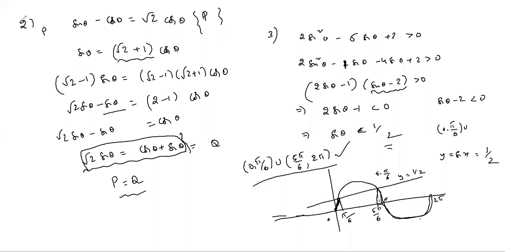Next, ninth one. 7 cos x plus 5 sin x equals 2k plus 1. Find the number of integral values of k for which the equation has a solution. So for the solution to exist, 2k plus 1 should be in the range of 7 cos x plus 5 sin x. So what is the range of 7 cos x plus 5 sin x?